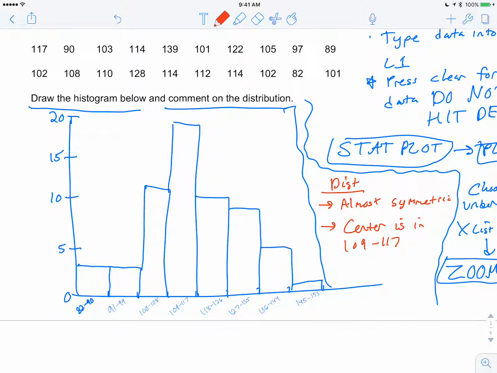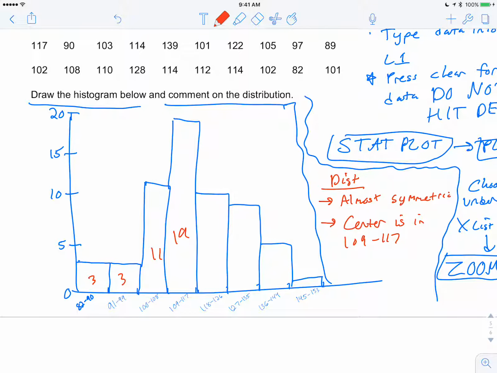You're looking at 3 here, 3 here. That's 6. The next one was 11. So far that's going to be 17. This height here is 19. So once you get there, you pass the 30th data value somewhere in there. I don't know exactly where the median is or the center. It's somewhere in there though. And there doesn't appear to be any outliers.